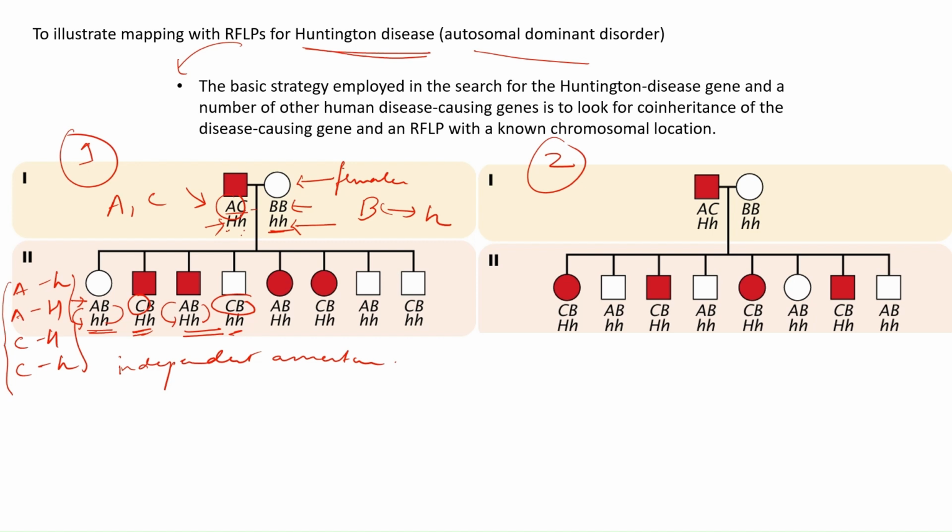Whereas in pedigree 2, again the mother consists of gene B and the small h allele, whereas the father has both the genes A and C and both the alleles.